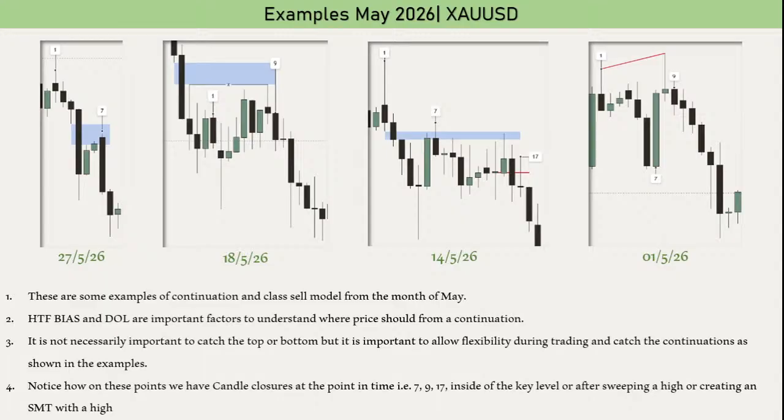Higher time frame bias and draw on liquidity are important factors to understand where it will form a continuation or a reversal. Since a continuation is also a reversal on lower time frame, it is important to understand this market maker model also. It is not necessarily important to catch the top or bottom, but it is important to allow flexibility during trading and catch the continuations as shown in the example.